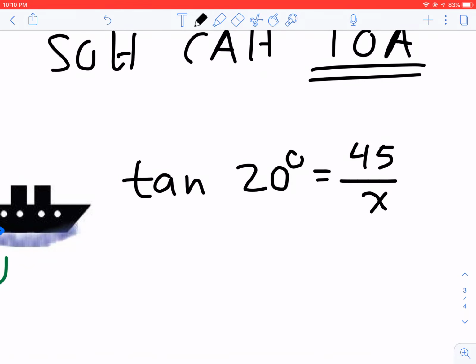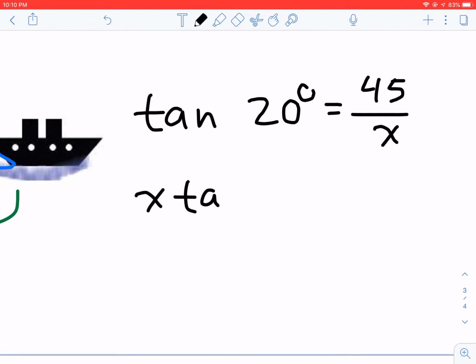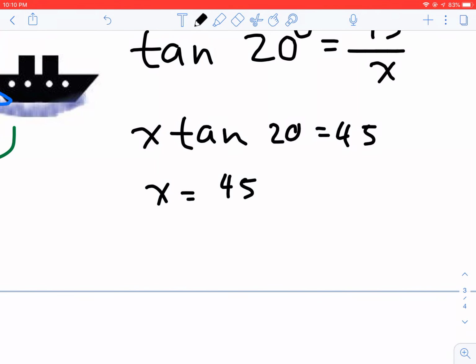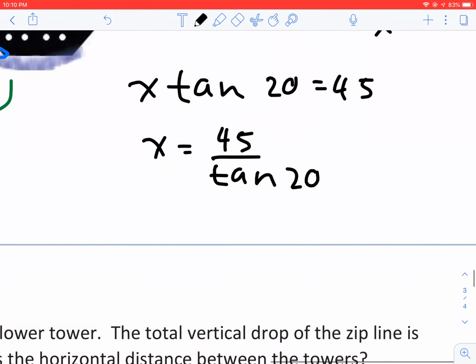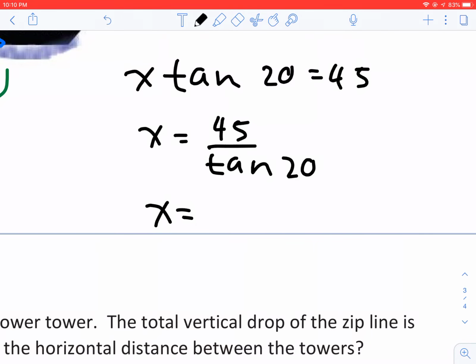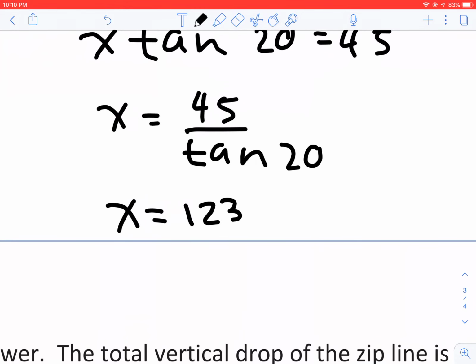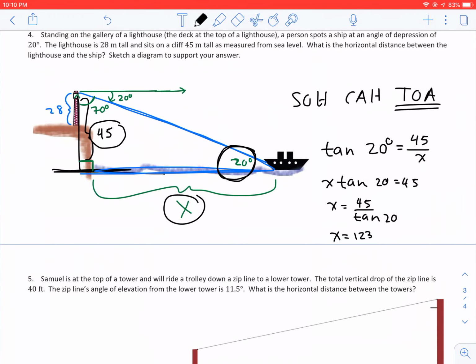And then I can solve for x. So x times tan of 20 equals 45. x equals 45 divided by tangent of 20. Give me one second to type that in. Why am I doing tan of 45? Sorry, 45 divided by tangent of 20. And that's going to be about 123.636.